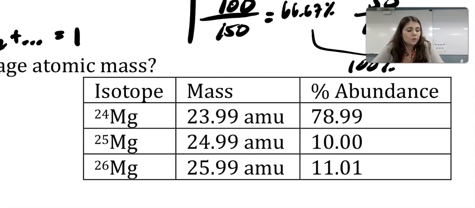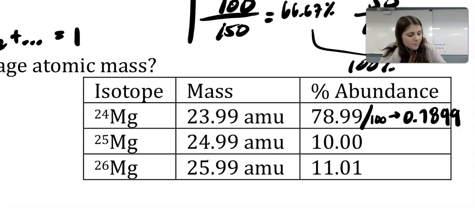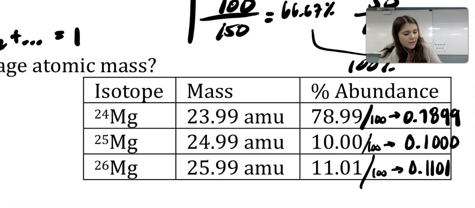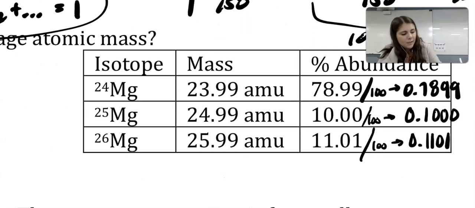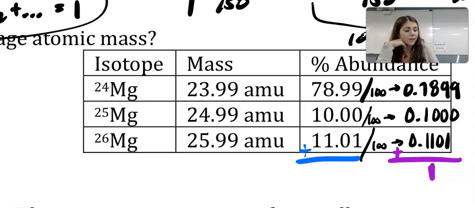I'm first going to change all the percent abundances to decimals, okay? So here, I'm going to divide by 100. I get 0.7899. Divide by 100, I get 0.1000. Divide by 100, 0.1101. And like I was saying about this part and this part right here, if I took the total of all three relative abundances, it equals 1. And if I take the percent abundances of all three, it equals 100. This is very, very important.